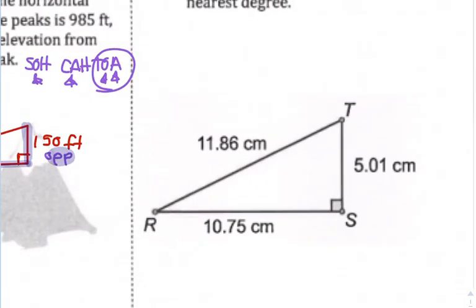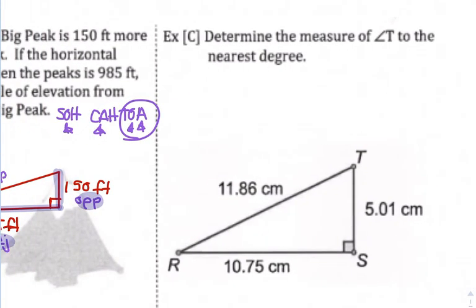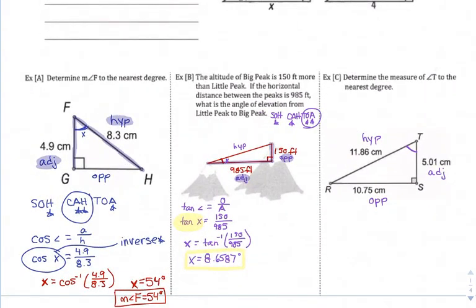Okay, let's try one more together. Determine the measure of angle T to the nearest degree. So angle T is talking about this top angle. So right now I want you to label your sides depending on that top angle. So always across from the right angle is your hypotenuse. Across from angle T is opposite, and then next to it is adjacent. So this time they give you 3 side lengths, which means you can use any trig function you want. So if they ever give you 3 side lengths, you can use any.